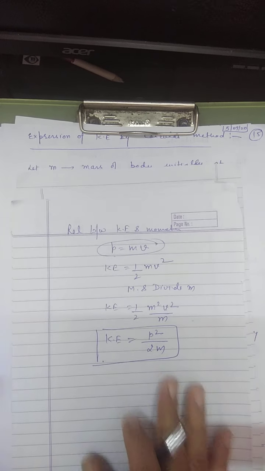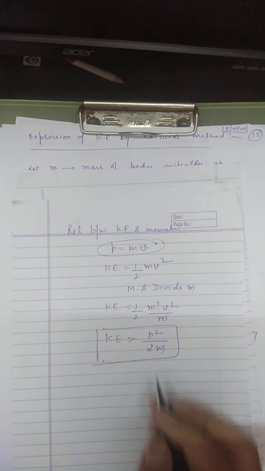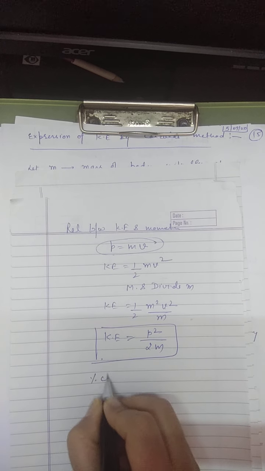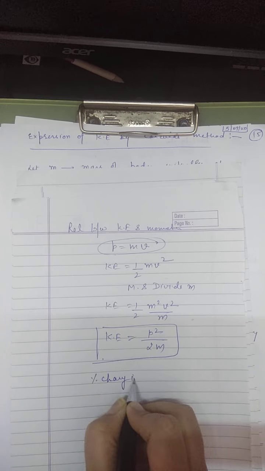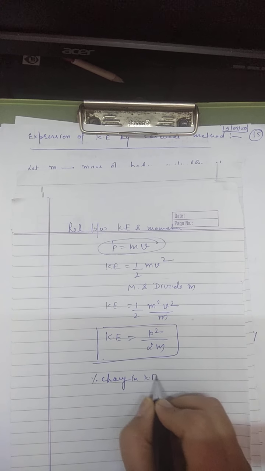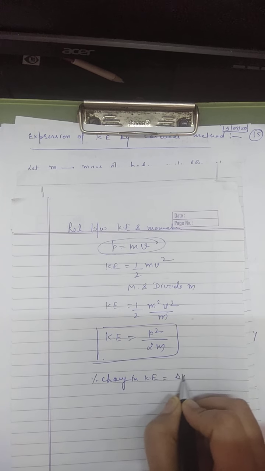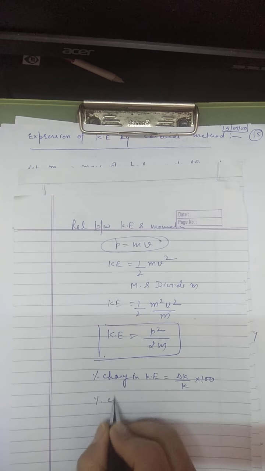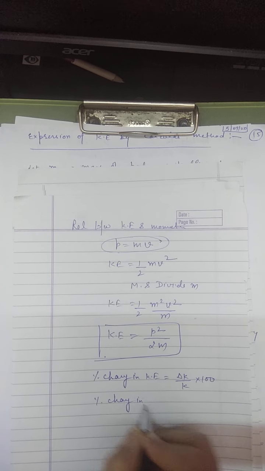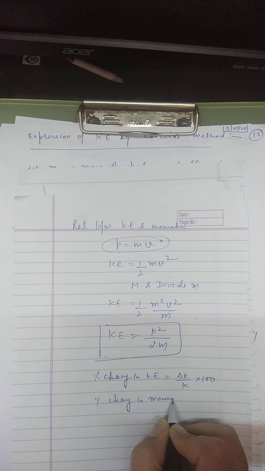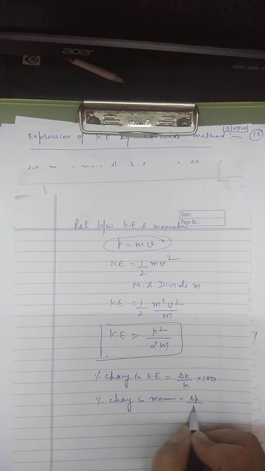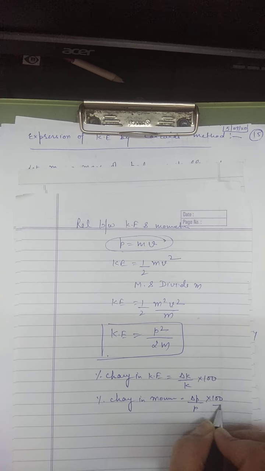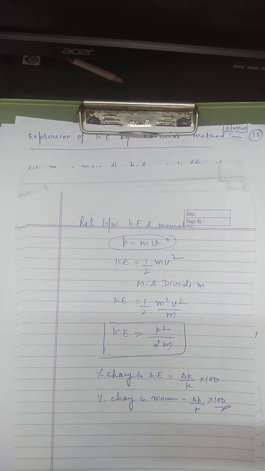Students, after this we will discuss its numericals, right? What is the percentage change in kinetic energy? In the first unit we discussed that change in kinetic energy is delta K upon K into 100. What is the percentage change in momentum? In momentum it is delta P upon P into 100. Now I will discuss two questions on this in the next video. Thank you.